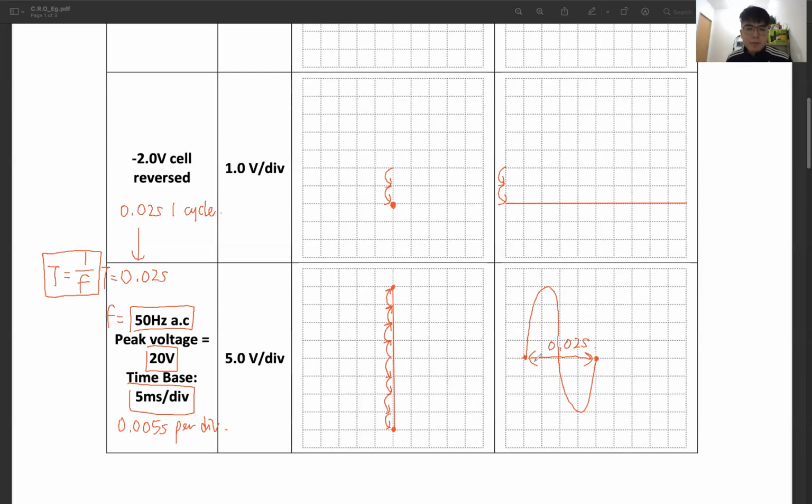这样你要讲知道我要画多少个格子，多少个格子才是 0.02 second，你就除掉你的 time base 咯。你的 time base 是一个格子是 0.005 嘛，对不对？我要知道有多少个格子，我就用 0.02，我除掉 0.005，所以 0.02 除掉 0.005 等于4，意思说是4个 division。One cycle is 4 division.